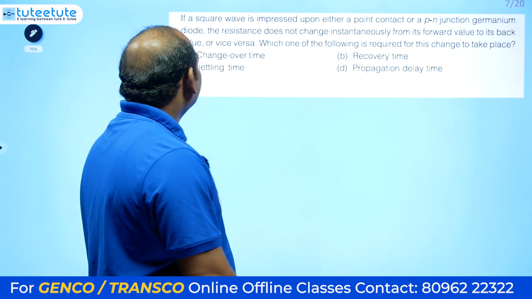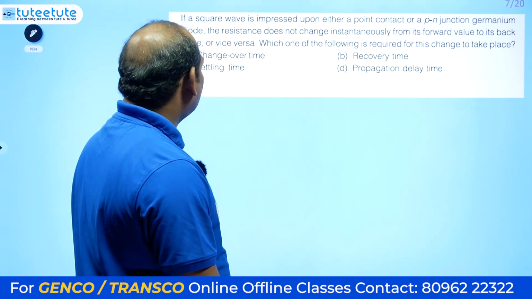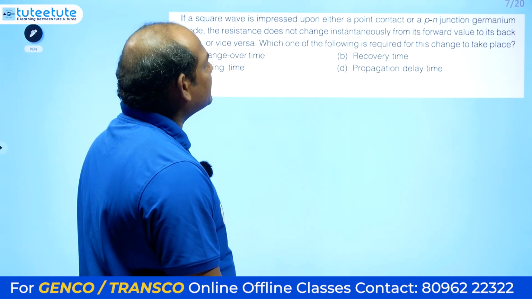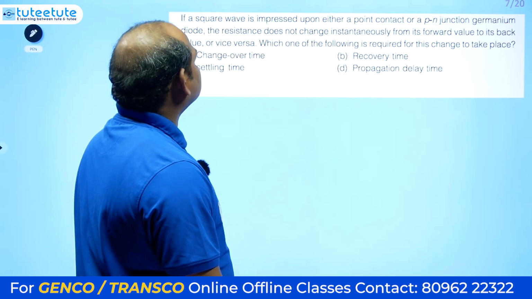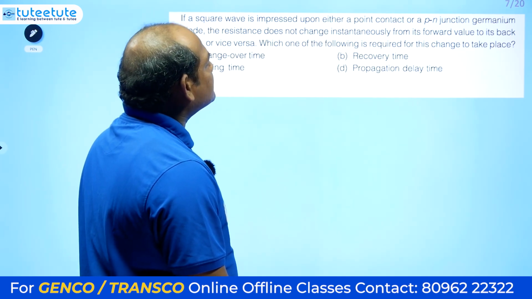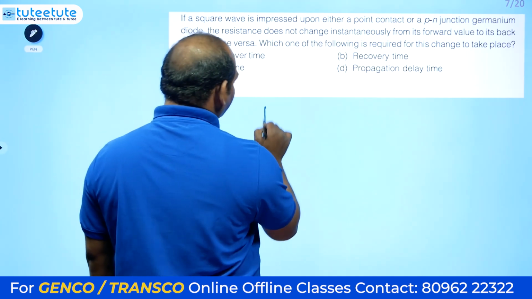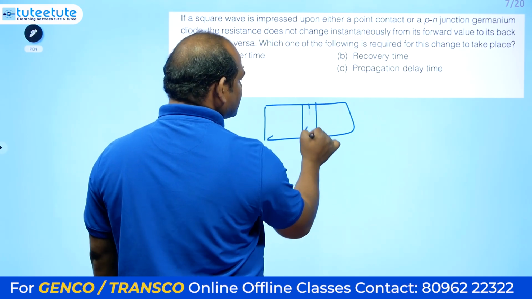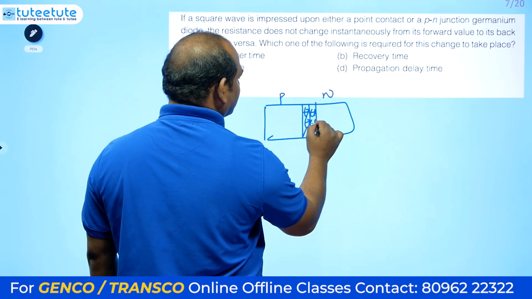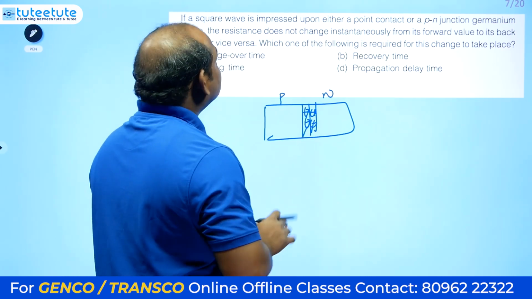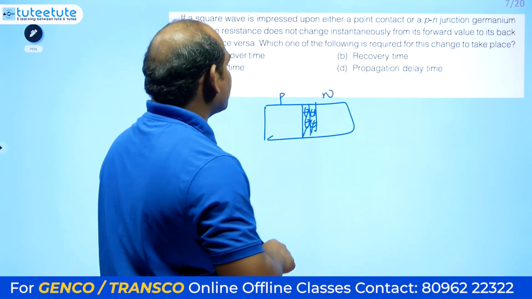Next, if a square wave is impressed upon either a point contact or PN junction germanium diode, the resistance does not change instantaneously from its forward value to its back value, or vice versa. Which one of the following is required for this change to take place? They have taken one PN junction diode, for example. This is the barrier, P-type, N-type. So a square wave is impressed upon this one. The resistance does not change instantaneously from forward to its back value.